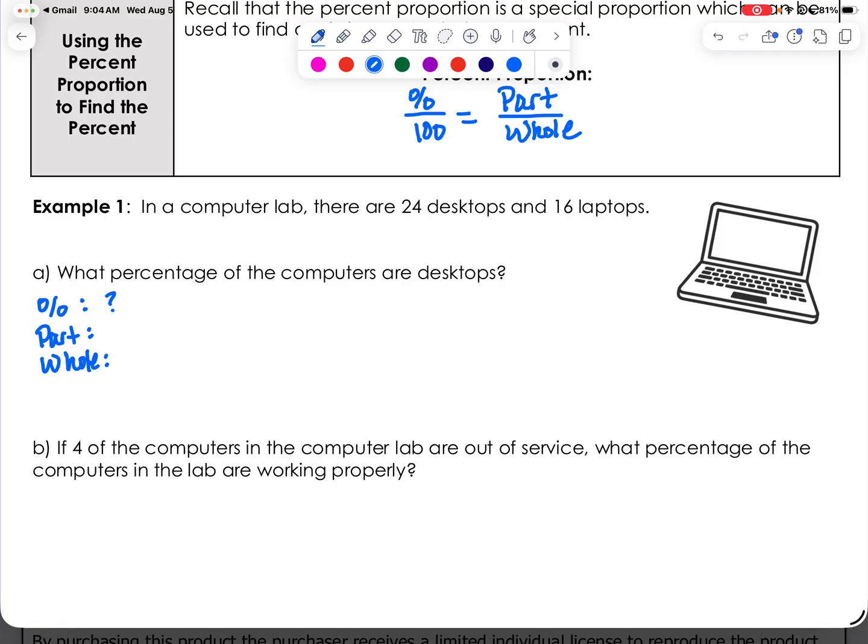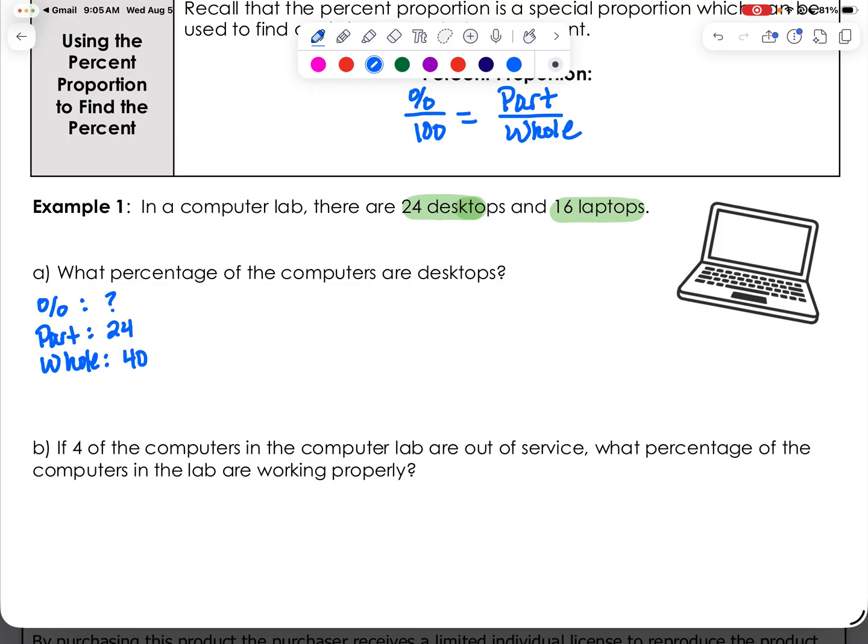What percentage of the computers are desktops? Well, we know that there are 24 desktops. So our part is going to be 24. Now, for the whole, we have to add up the total number of computers. So we add 24 plus 16. 20 plus 10 is 30, 4 plus 6 is 10, so that would be 40. There are 40 computers total.